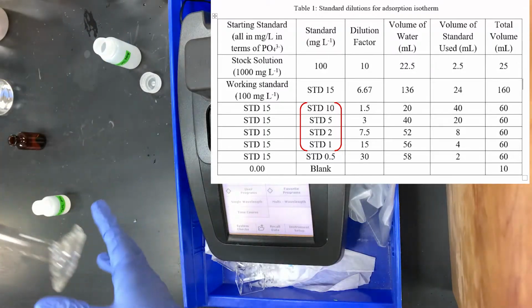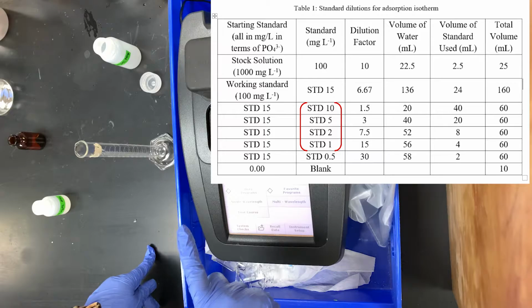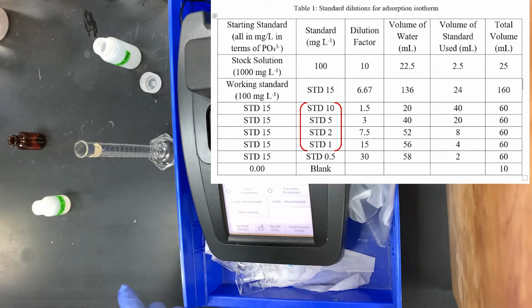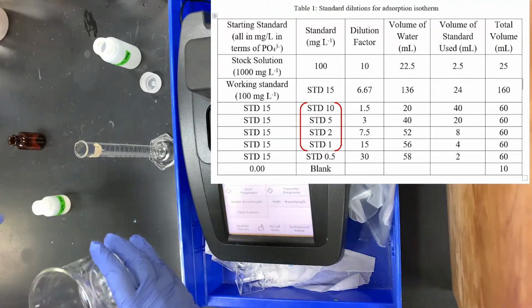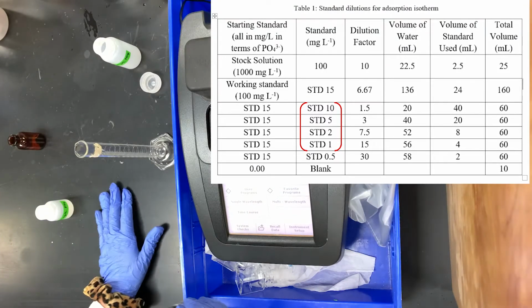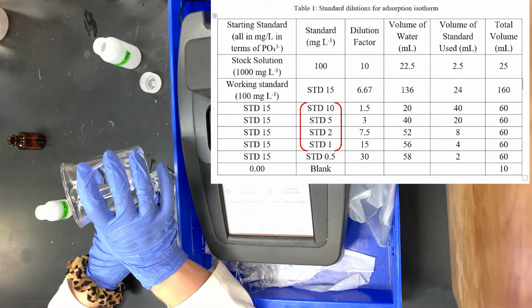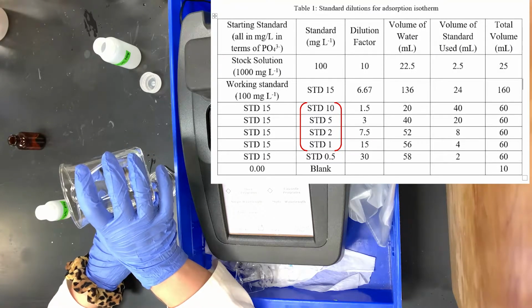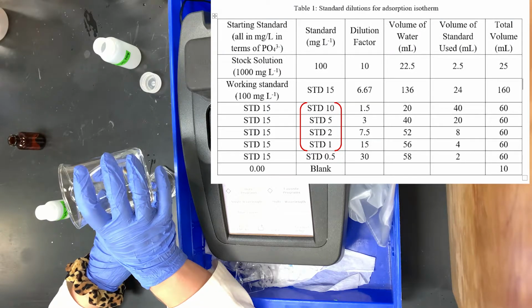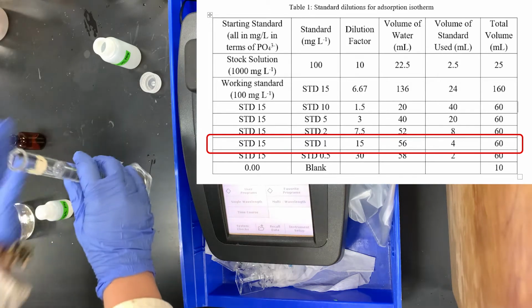So again, in that table, for the groups that are in person for the labs, they are making standard solutions that range between 0.5 to 15 milligrams per liter of phosphate. So they will be making 6 standards for the lab. Again, for this demonstration, I will only be making 4 standards, and I'll be making the 1, 2, 5, and 10 milligram per liter phosphate standard. The only standard I'll be showing how to make is the 1 milligram per liter standard here on camera, as the rest have already been made.